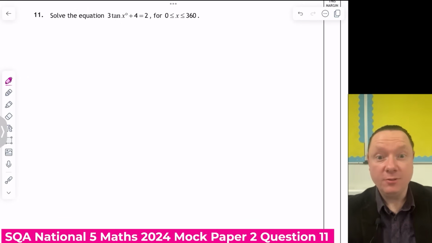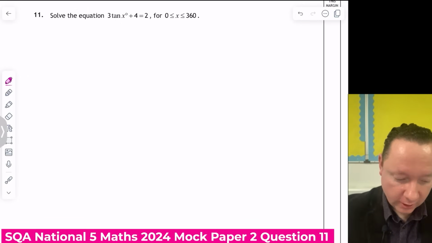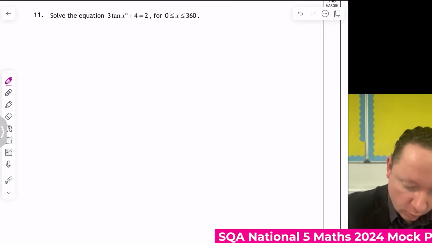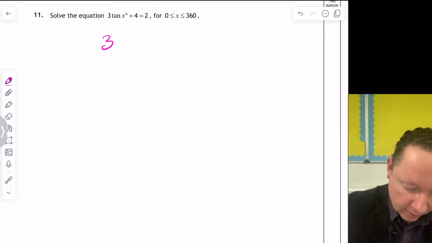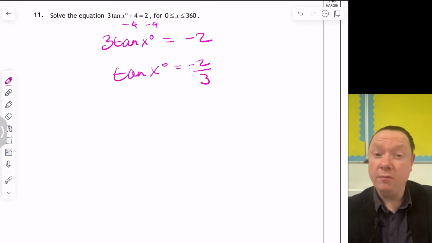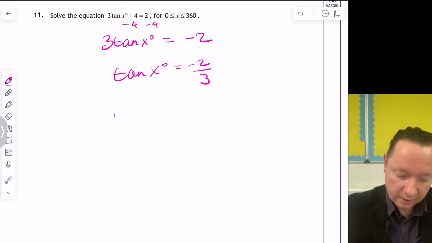Let's go in National 5 Maths 2024 Mock Exam Paper 2, question 11. Solve the equation 3 tan x plus 4 equals 2. So take away 4 to start with. Let me write that so it's clear. 2 minus 4 equals minus 2. So then divide by the 3, or write it as a fraction, minus 2/3. But it's a negative, but I still just do the inverse tan of 2/3 and use the cast diagram.